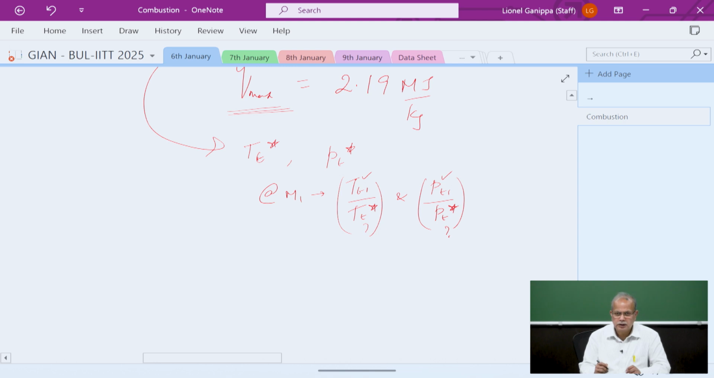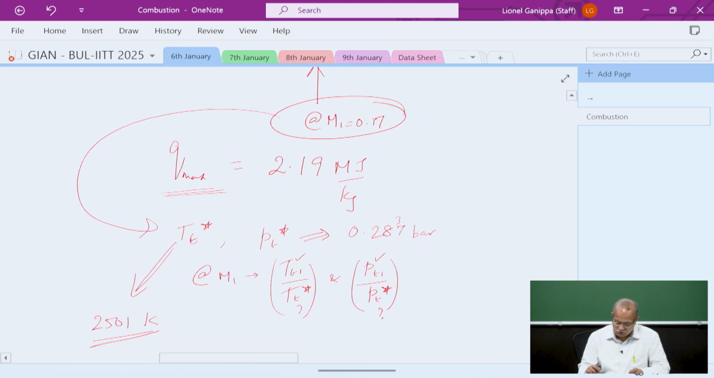Anybody calculate the value for TT star or PT star? 250. Okay, so TT star is 2501 K and PT star is 28327 bar. What's the right value? 28, 283.